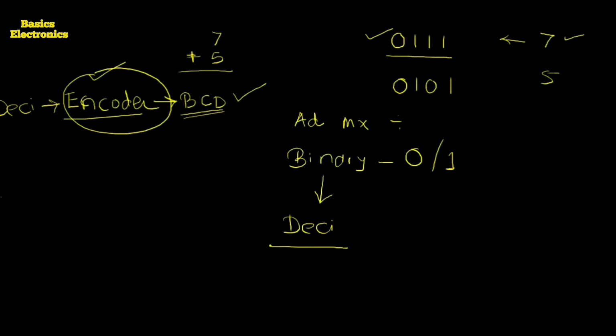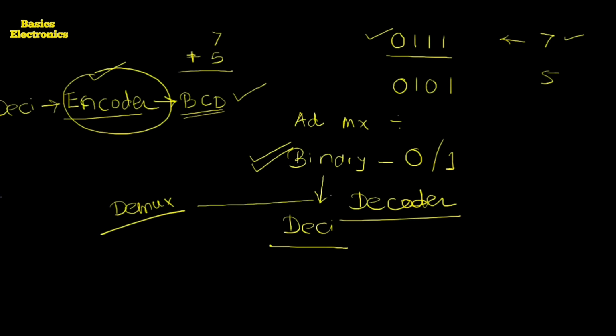For that we use a logic circuit. A logic circuit which converts the binary input into a form readable by human beings is what we call a decoder circuit. When the demultiplexer is used without any data input, that circuit is what we call a decoder circuit.